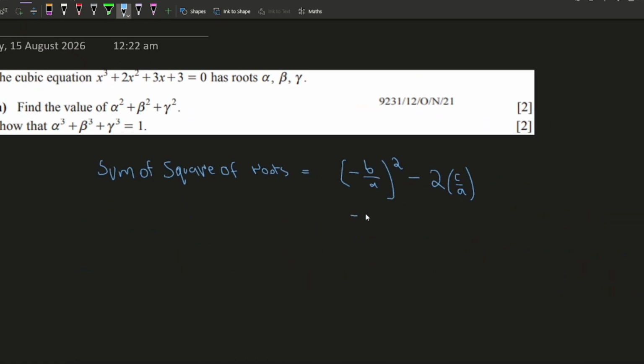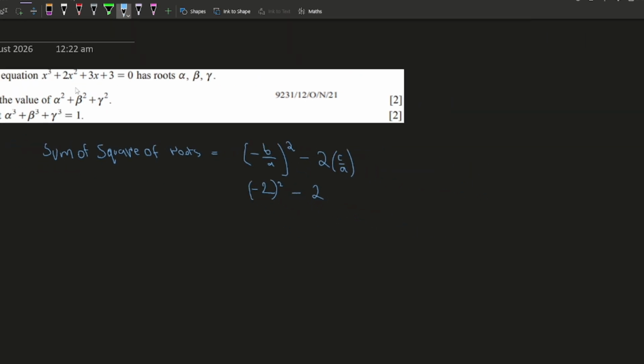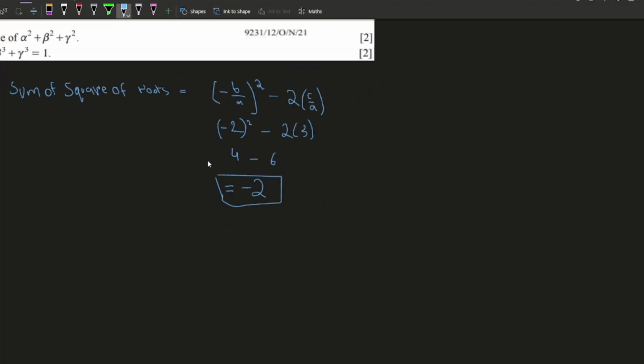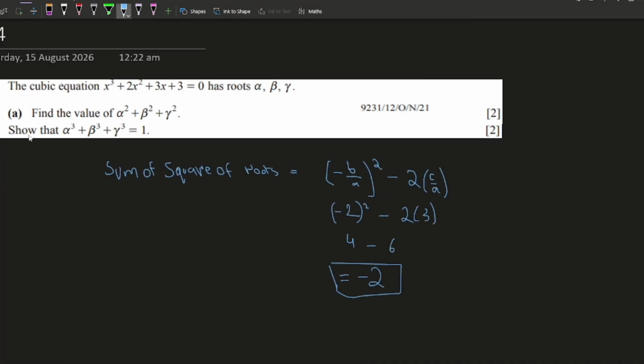So this will be (minus 2) squared minus 2, and the value for c is 3. So this would be 4 minus, and this would be 6. So 4 minus 6 will give us minus 2 as our final answer. So this was part A for this question.